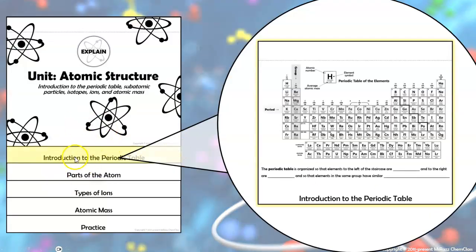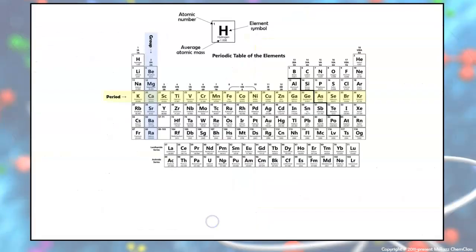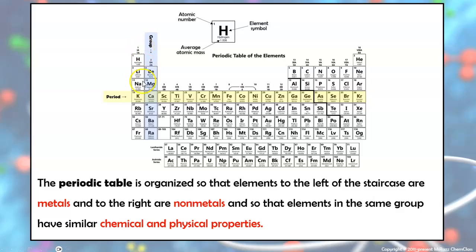Looking at your booklet, we're starting here with the introduction of the periodic table. Again, you need to know your periodic table in order to find the information that you need. Here in your periodic table, you can see that these are columns. The columns are the groups, whereas the rows, of which there's a total of 7, 1, 2, 3, 4, 5, 6, 7, are periods.